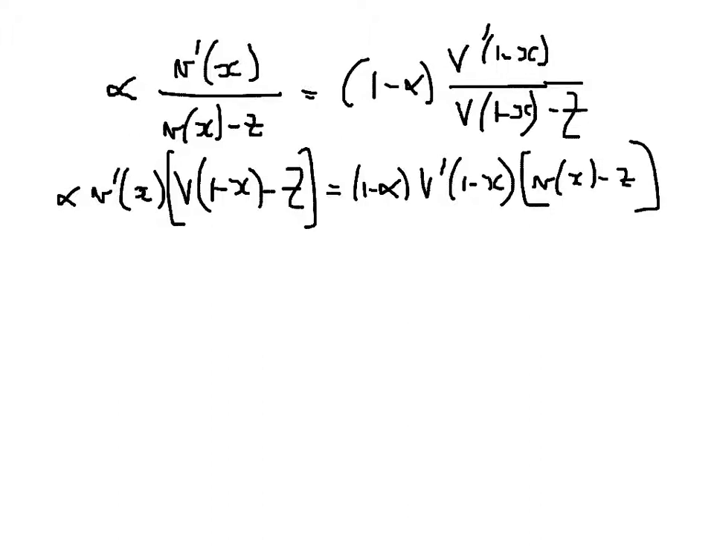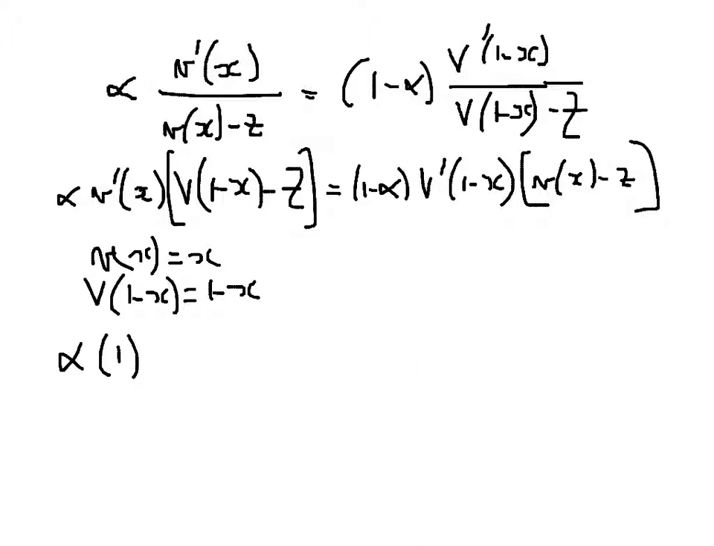Okay. Now to simplify this, I'm going to give actual utility functions for v of x for both parties. So I'm going to define that v of x is equal to x, and v of 1 minus x is equal to 1 minus x. So let me rewrite this. This expression simply becomes alpha. V prime is simply 1 times 1 minus x minus capital Z is equal to 1 minus alpha times.